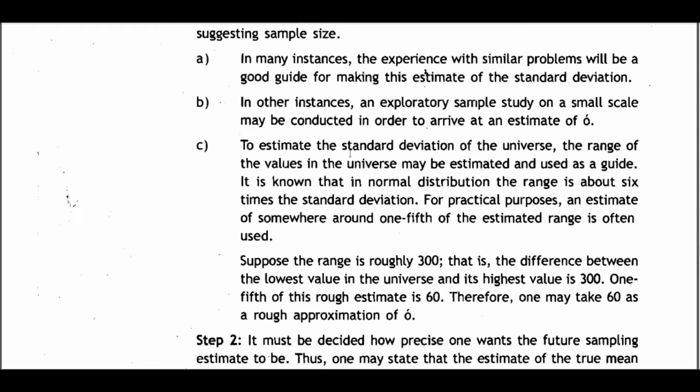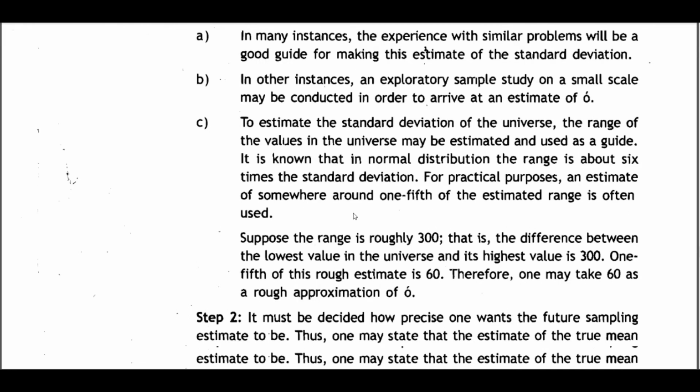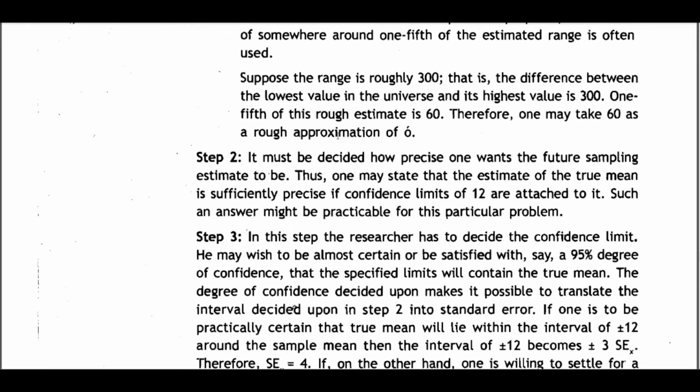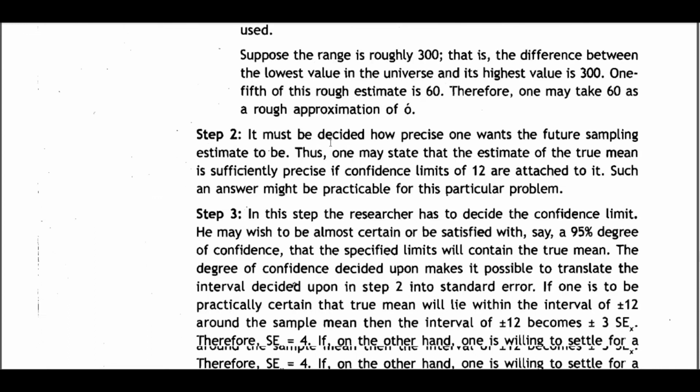They estimate the standard deviation of the universe. The range of the values in the universe may be estimated and used as a guide. It is known that in normal distributions, the range is about 6 times the standard deviation. For practical purposes, an estimate of somewhere around 1/5 of the estimated range is often used. Suppose the range is roughly 300, that is, the difference between the lowest value in the universe and the highest value is 300. 1/5 of this rough estimate is 60. Therefore, one may take 60 as a rough approximation of variation.